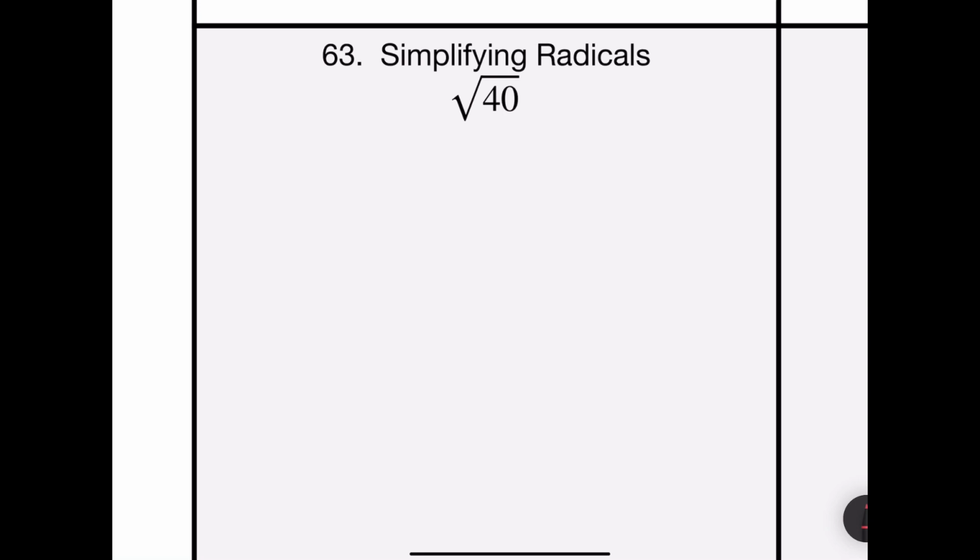It says the square root of 40. So it helps if you have your square numbers memorized. If you don't, we're going to list a couple. 1 times 1 is 1, 2 times 2 is 4, 3 times 3 is 9, 4 times 4 is 16, 5 times 5 is 25, etc.